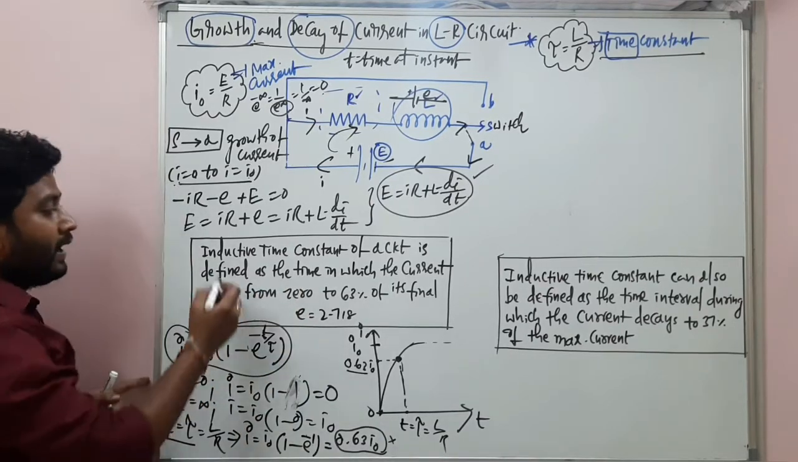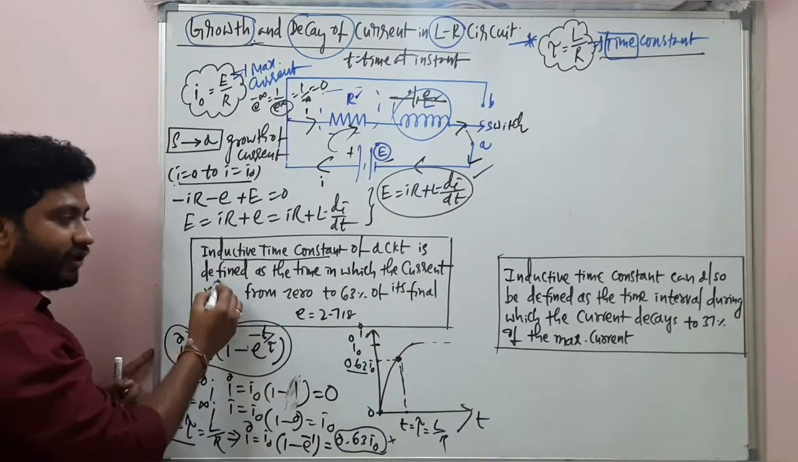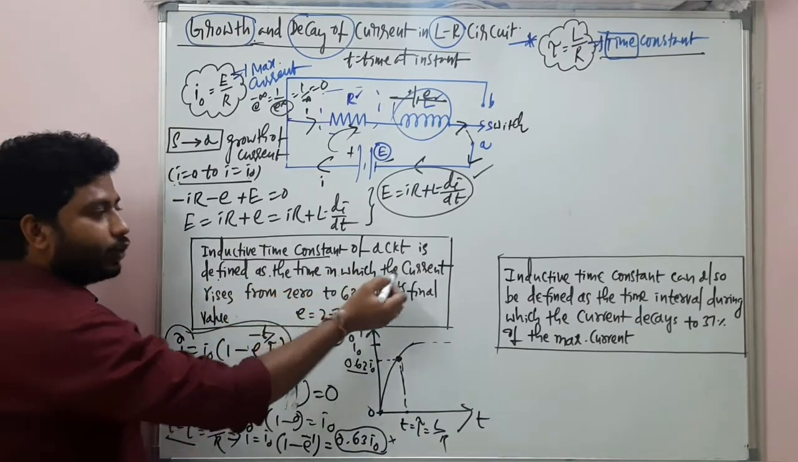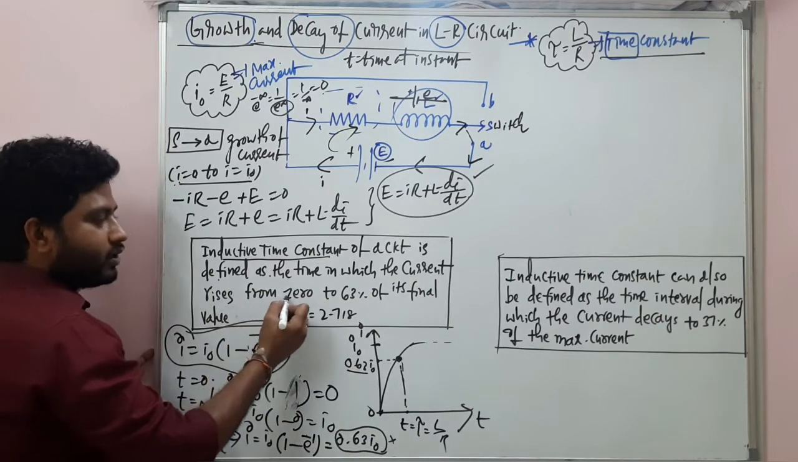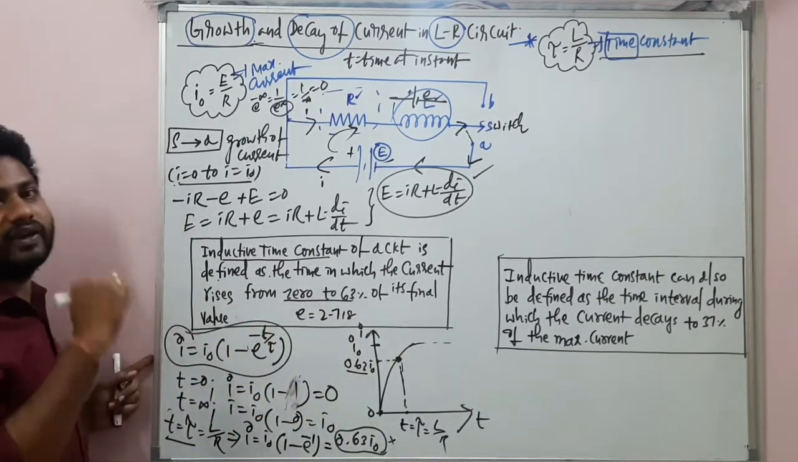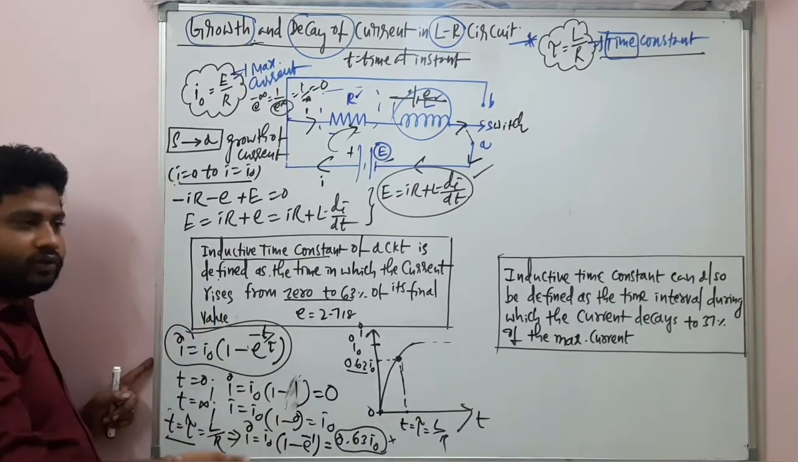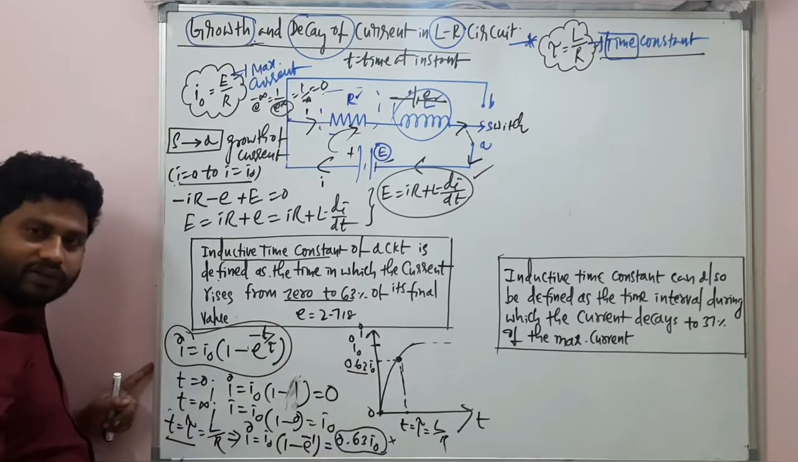That's what I wrote in these brackets. Look at here. Inductive time constant of a circuit is defined as the time in which the current rises from 0 to 63% of its final value. What's the final value of the current? It's I naught. 63% of the final value is 0.63 times of I naught. That's it.